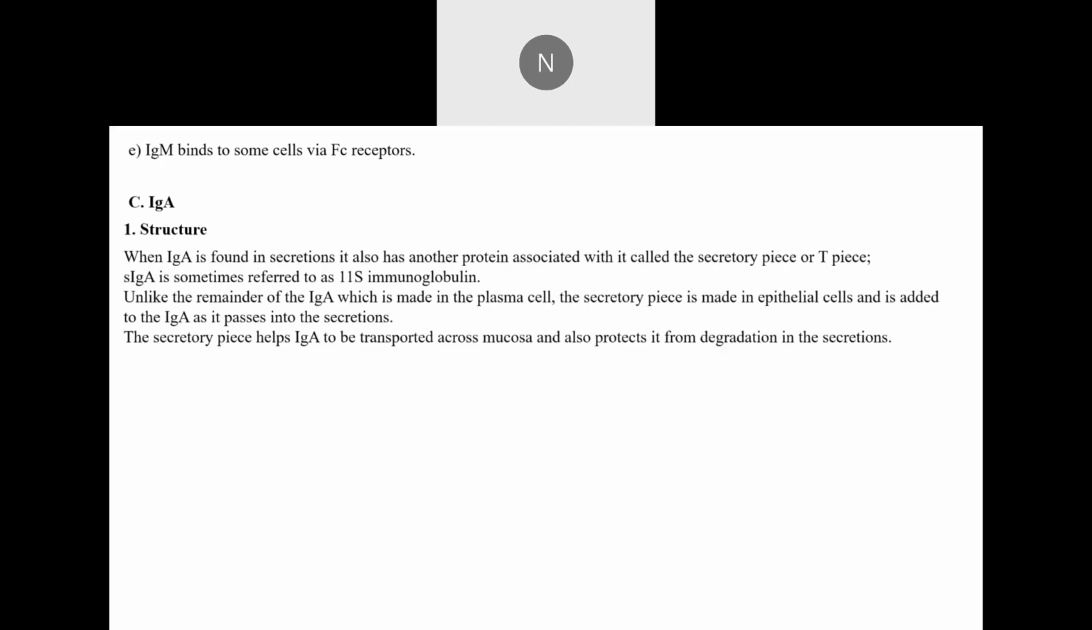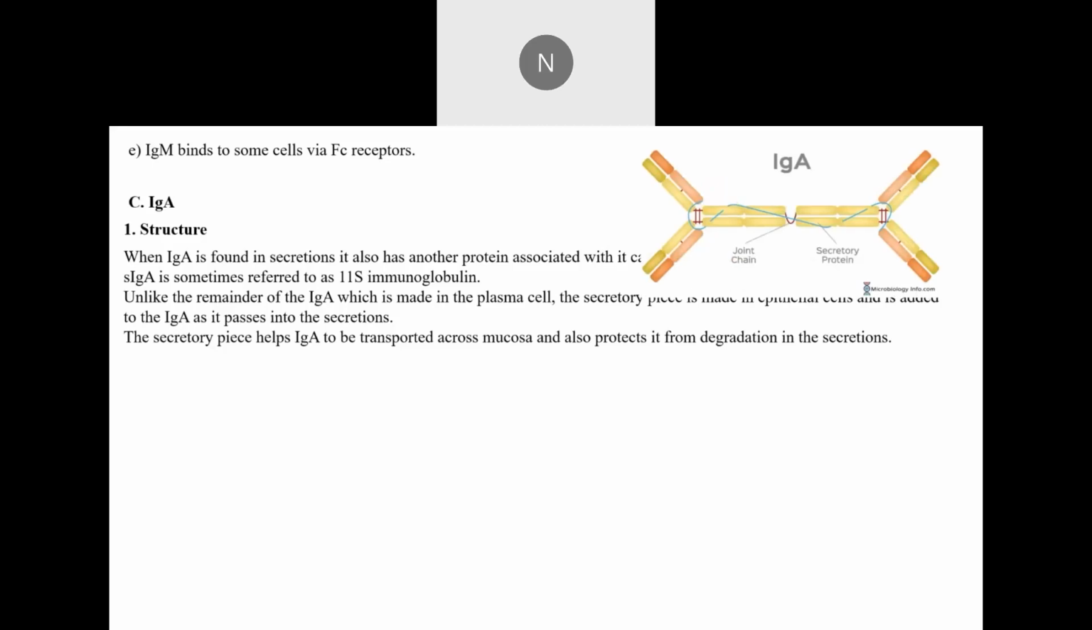And IgA is mainly secretory, found in secretions, and there is also another protein called the secretory piece. It is sometimes referred to as SIgA. And unlike the remainder of IgA, which is made in plasma cells, the secretory piece is made in epithelial cells. That is the difference from all other immunoglobulins. And the secretory piece of IgA helps it to be transported across mucosa and also protects it from degradation by secretions. So you can see here there are two immunoglobulins which are attached together.